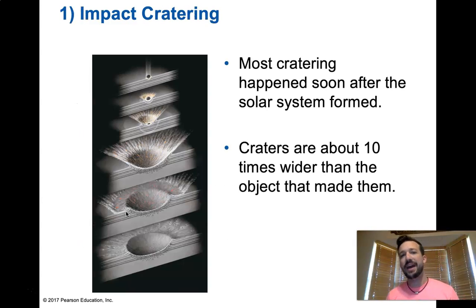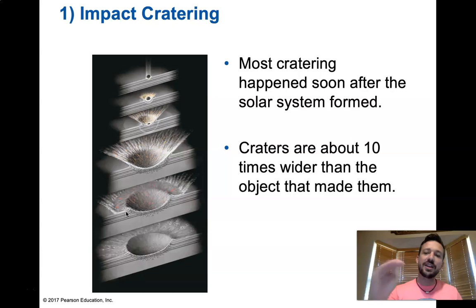So the first one, impact craters. Most impact craters occurred in the beginning of our solar system in what was called heavy bombardment, which was after all the planets kind of came together. Accretion had already occurred, but you still had a lot of asteroids flying around. That's where most of this happened, in the heavy bombardment era.